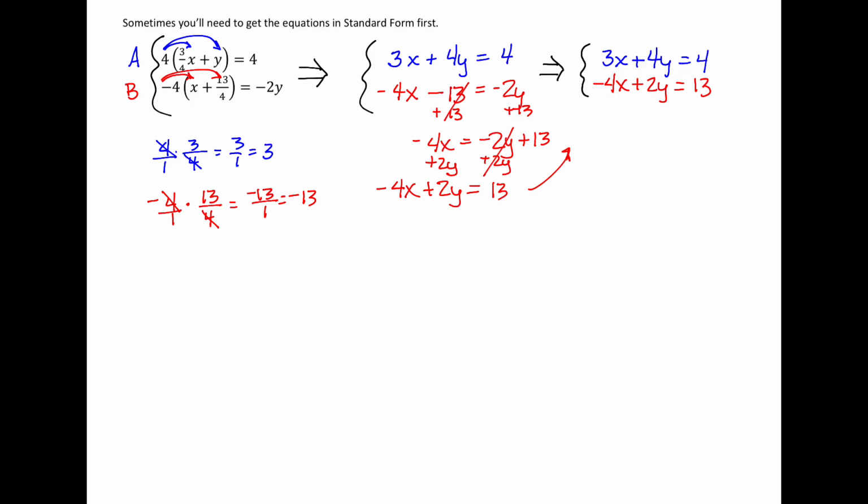Okay, so looking here, we want to attempt to either eliminate the x's or the y's. If I do the x's, I times the top by 4 and the bottom by 3 because I get a 12x and a negative 12x. If I did the y's, because 2 goes into 4, I could times the bottom row by negative 2, and I could leave the top row alone. So that's the shorter version. That's what I'm going to do.